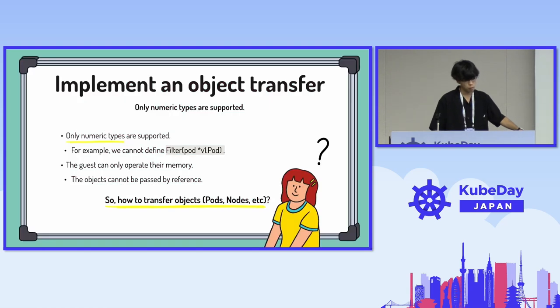So when we have the bottom, one thing I do is that what is the... so we cannot define the function that directly is prohibited. Also, because of the standard communication, the guest cannot access the host directory, which means we cannot pass the object by reference. So how can we transfer objects?